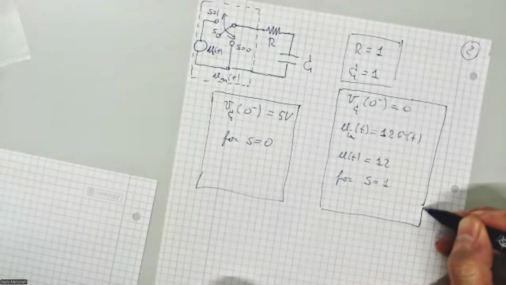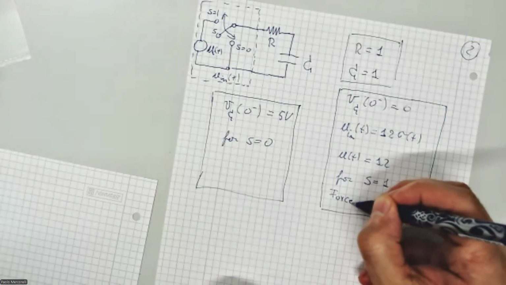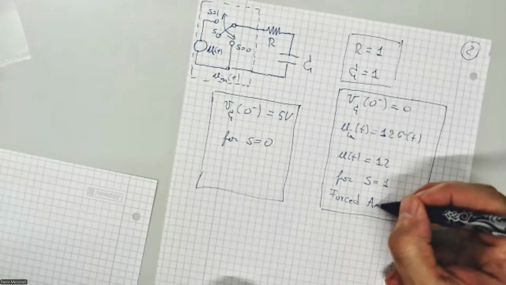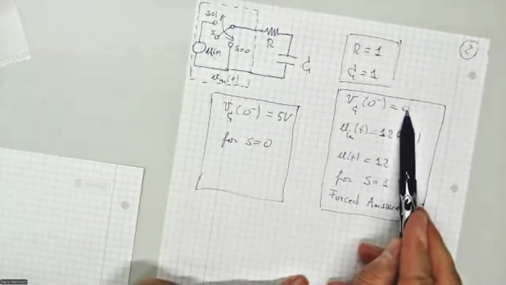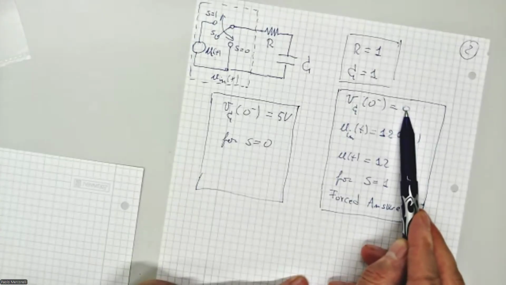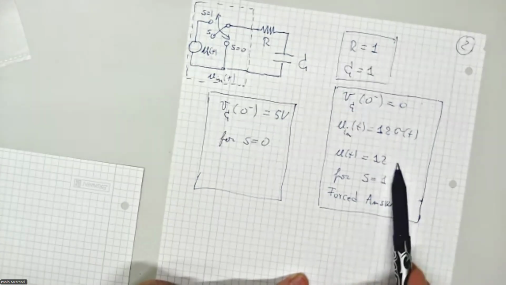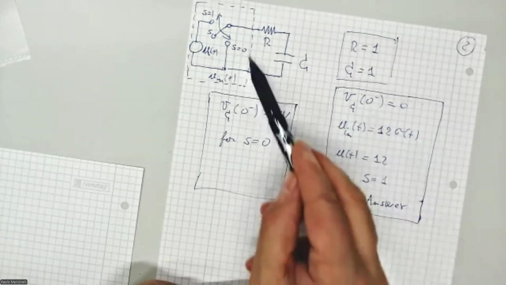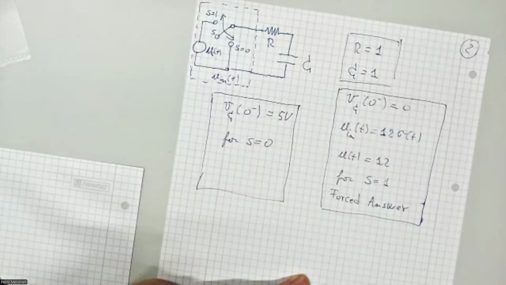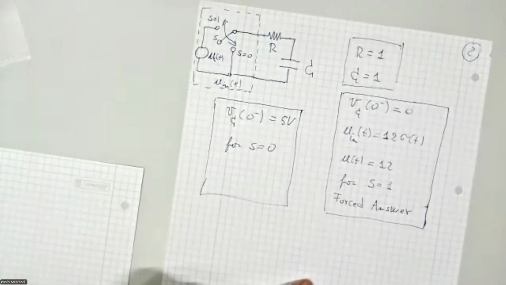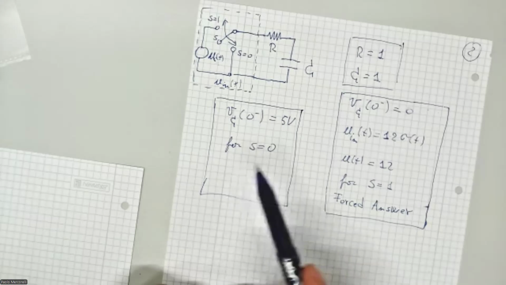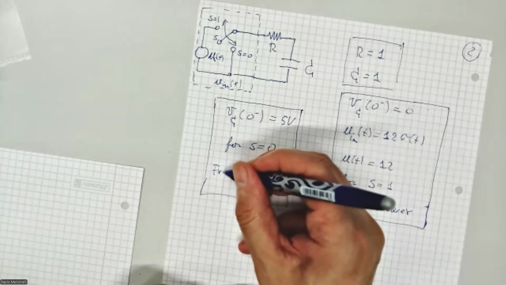Forced answer, or response, yeah. Forced, because you have initial condition 0, but you have the input. The input is this one. I can consider the switching if you want. So I switch, and I will consider the forced. What happens when I switch? Yeah, I will consider the free.